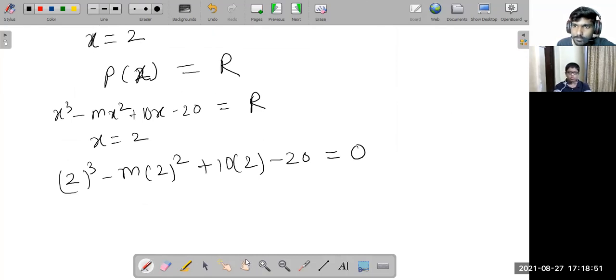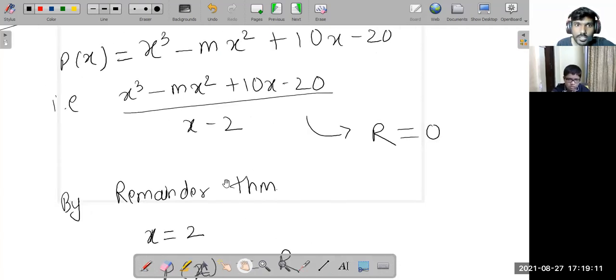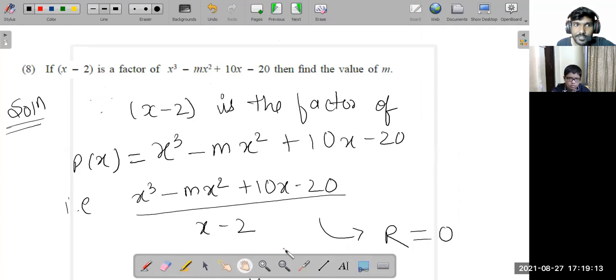How I got this step? Remainder is 0. But how do you know it's going to be 0? Because in the question, it is given that x minus 2 is a factor of this polynomial. Now, since x minus 2 is a factor, we know by factor theorem, remainder will be 0.